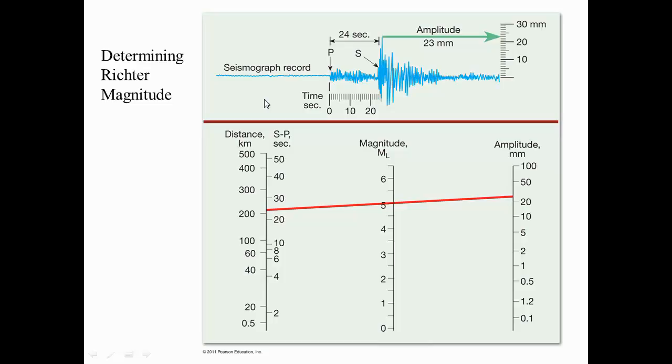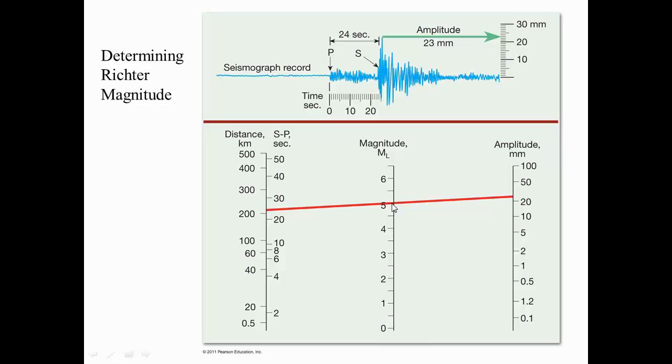Now we also need to know the distance of this particular seismograph station from the epicenter. And again, how do we determine that distance? Yeah, we look at that time interval between the first arrival of P and S waves, and we see it to be 24 seconds as measured in that seismograph record. So on the scale to the left, we plot that 24-second value as shown.